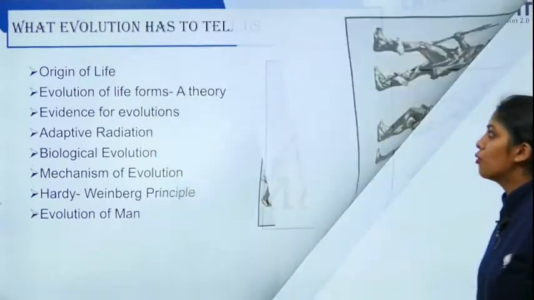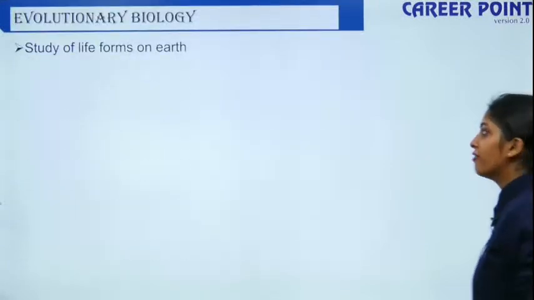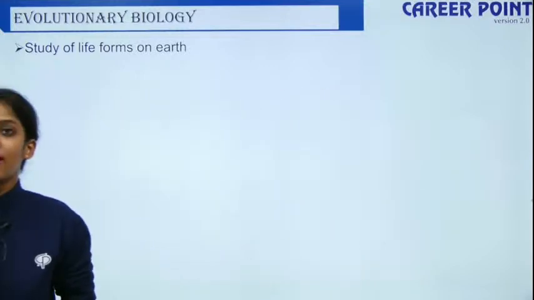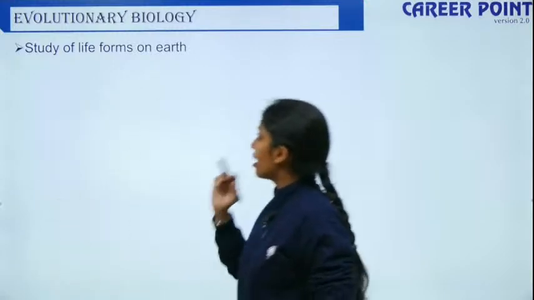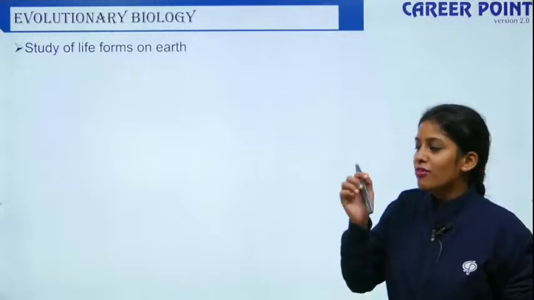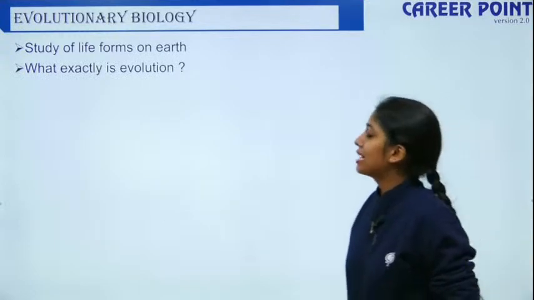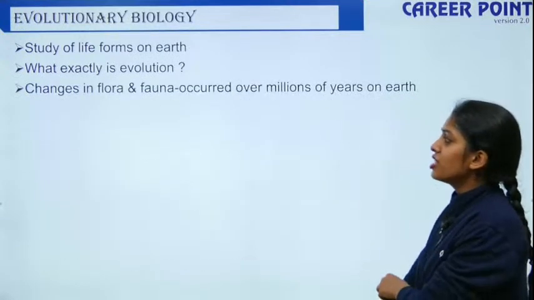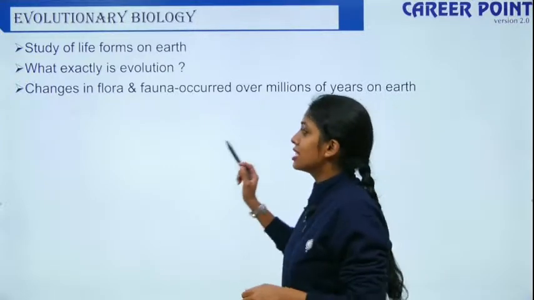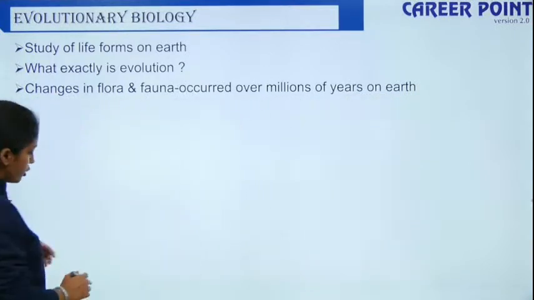Okay, so here we move forward into the story. Just sit back and enjoy. What is evolution or evolutionary biology? Biology is the study of living organisms. So what is evolutionary biology? It is the study of life forms on earth. You have different life forms on earth, right? That is evolutionary biology. So what exactly is evolution? Changes in the flora and fauna occurred over millions of years on earth. This is evolution. Flora is your plants, fauna is your animals.